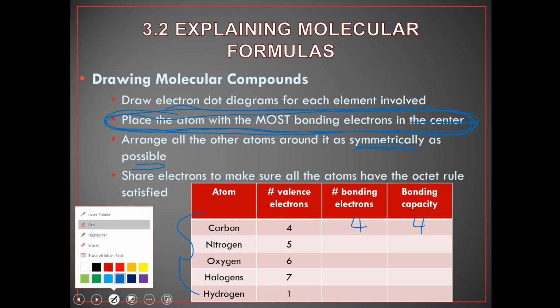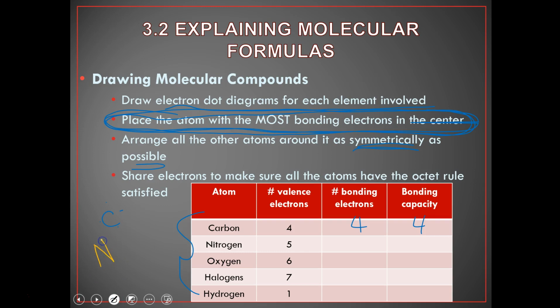Nitrogen, I have to change my color here. Nitrogen has 5 valence electrons. So if I do my Lewis dot diagram for nitrogen, it's 1, 2, 3, 4, 5. So how many bonding electrons then for nitrogen? 3. And so the bonding capacity is also 3.